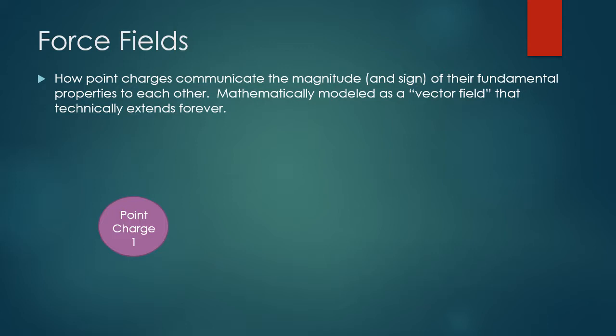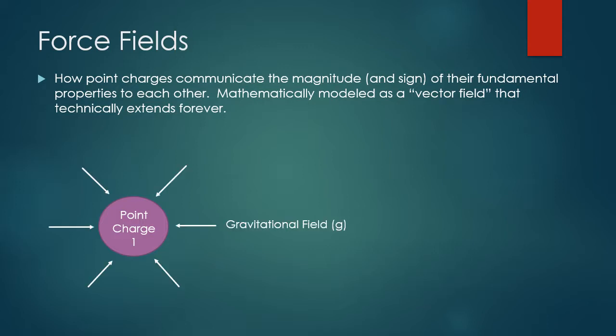I like to think of them as sort of like a perfume or a smell that is coming off the point charge, that spreads through the space around it, and if there's another point charge somewhere nearby, it can smell that smell and learn something about the point charge that's spreading that smell. Mathematically, we model these things as vector fields. So vectors are shown graphically as arrows, and they technically extend forever. So the force field coming off of a point charge goes through all space.